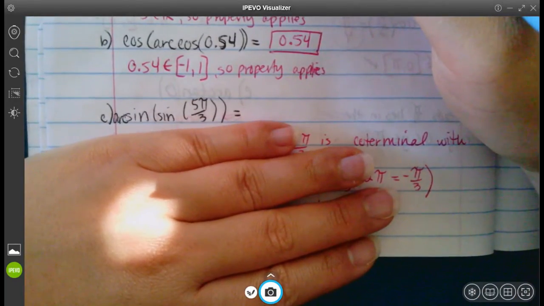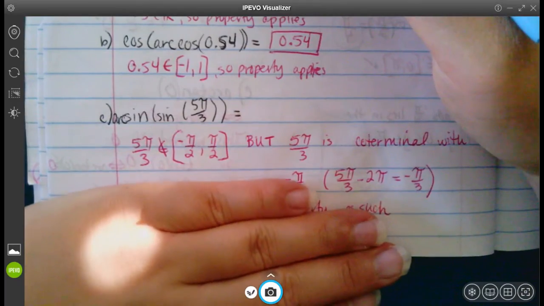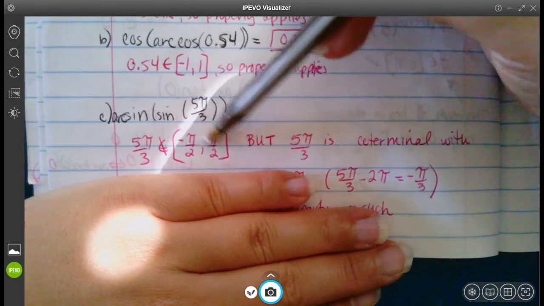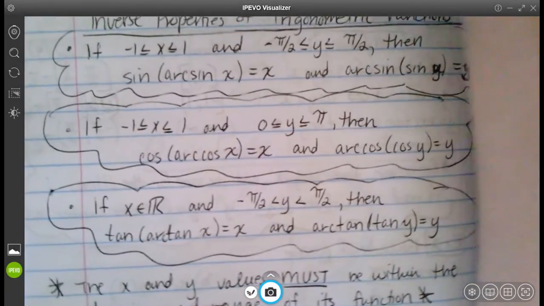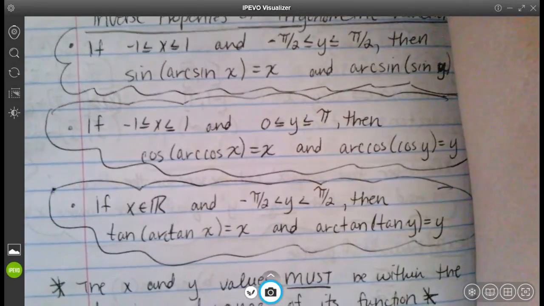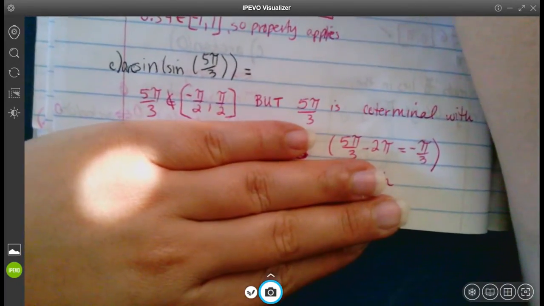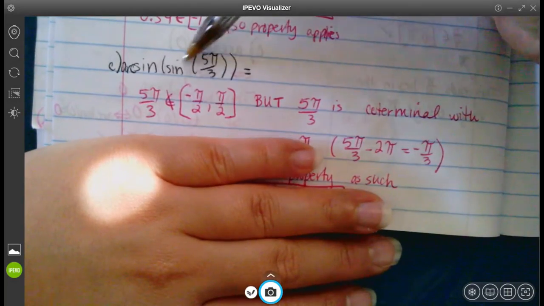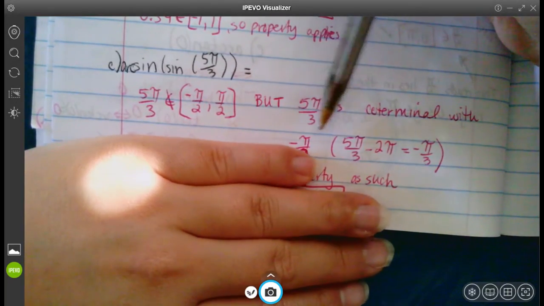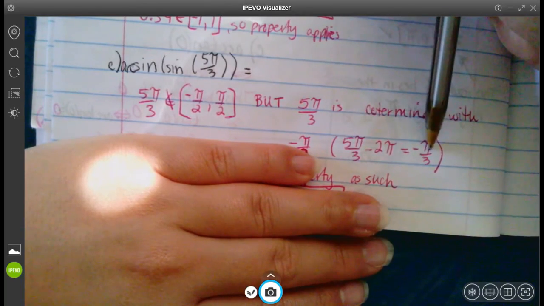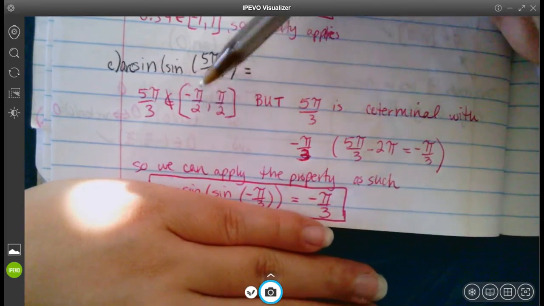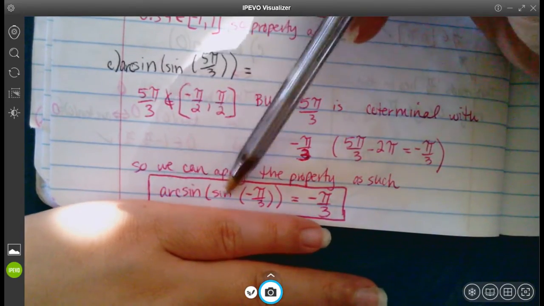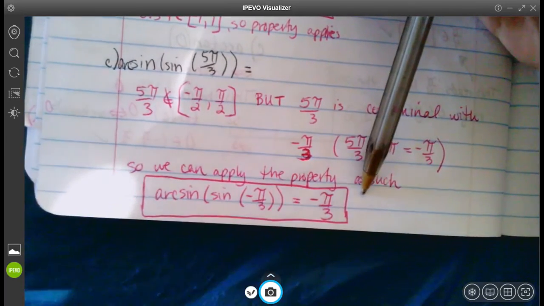Yeah, last but not least, here we have a coterminal angle, 5 pi thirds. 5 pi thirds is not within my value here, and there's my definition there. So what I'm going to do is try to find a coterminal angle with it. I know that 5 pi thirds, if I subtract 2 pi, I get negative pi thirds. And negative pi thirds is within this interval here. So we can apply the property like this. This of this of this is equal to negative pi over 3.